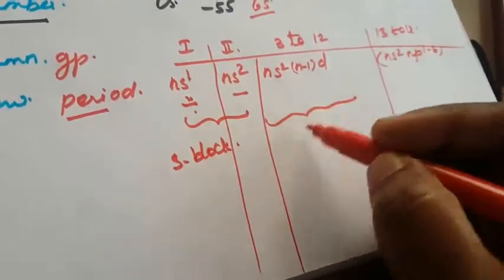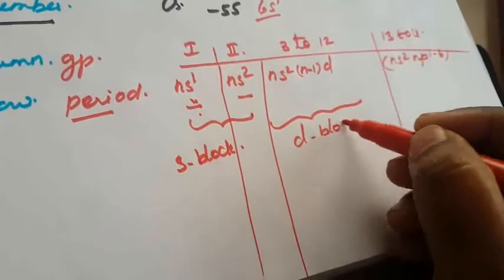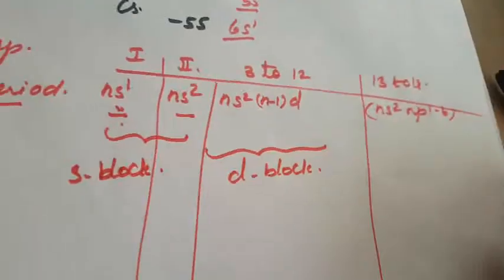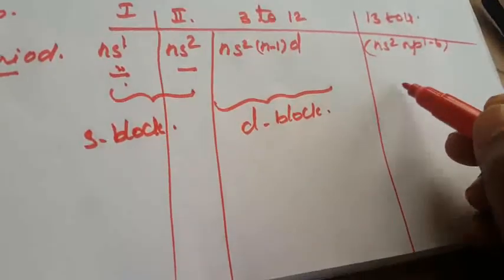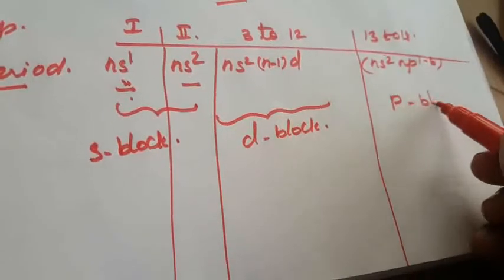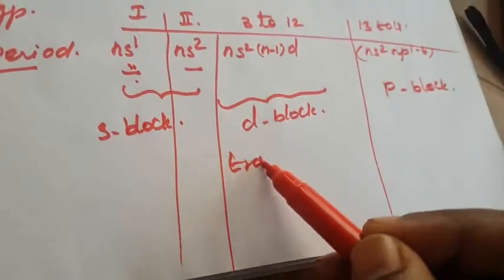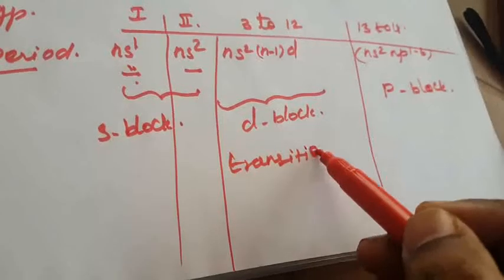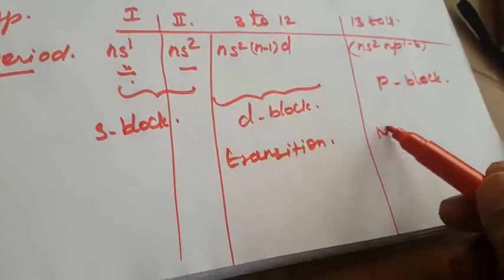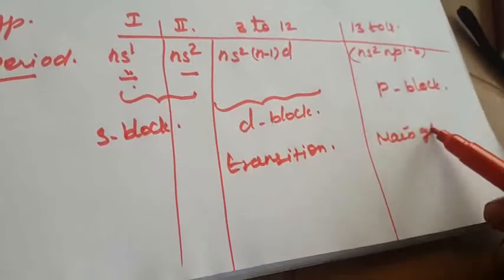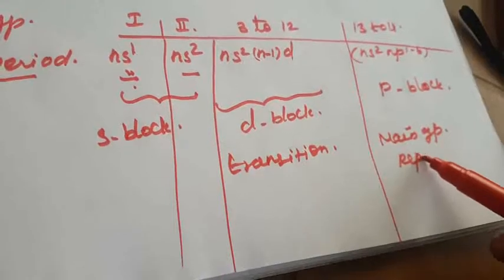The d block elements are called transition elements. Where the last electron enters the p orbital, they are called p block elements. The d block elements are called transition elements, and the s and p block elements are called main group elements or representative elements.